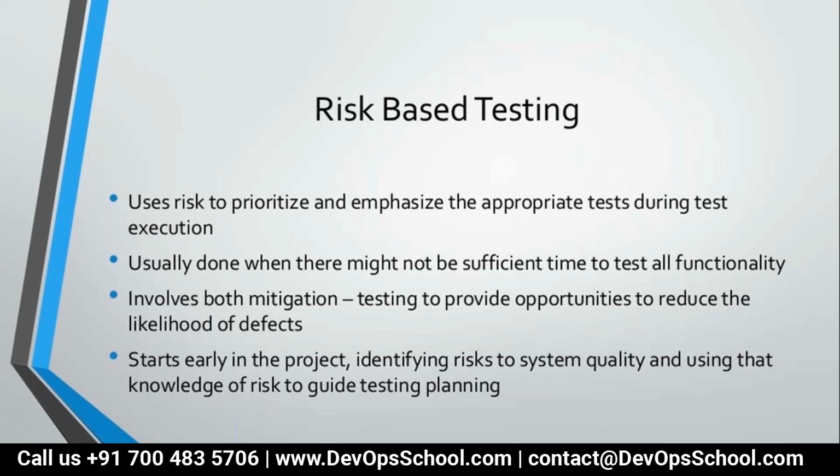Clear? So basically, risk-based testing uses risk to prioritize and emphasize the appropriate tests during test execution. It is usually done when there might not be sufficient time to test all functionality. It involves both mitigation testing, to provide opportunities to reduce the likelihood of defects. It starts early in the project, identifying risk to system quality and using that knowledge of risk to guide test planning. Clear?